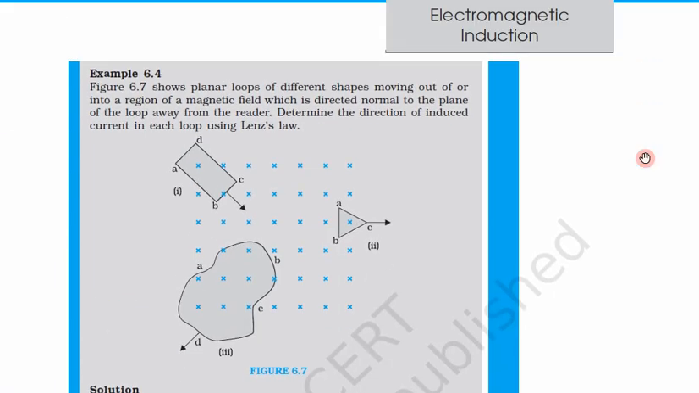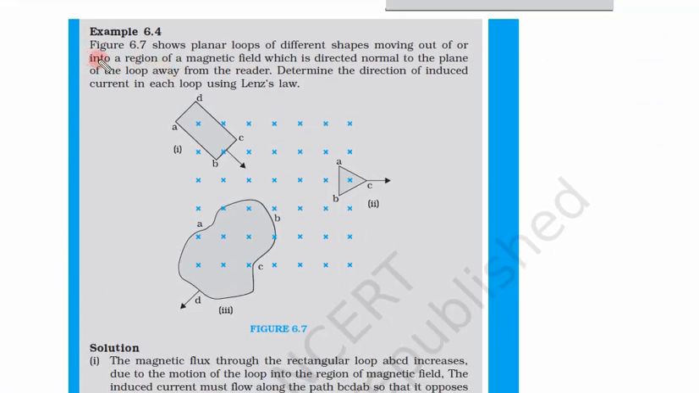Let us understand this example 6.4. Figure 6.7 shows planar loops of different shapes moving out of or into a region of magnetic field. This is a cross magnetic field, that means the magnetic field is directed inside the plane of the paper. That's why we have shown it by a cross.